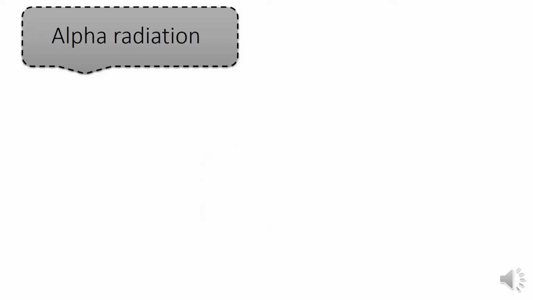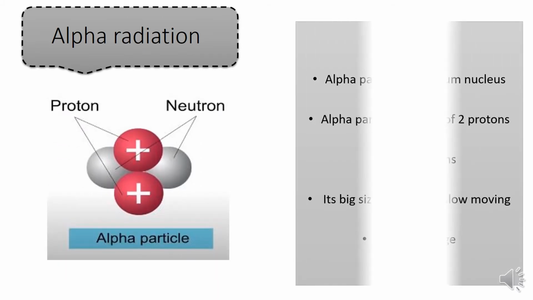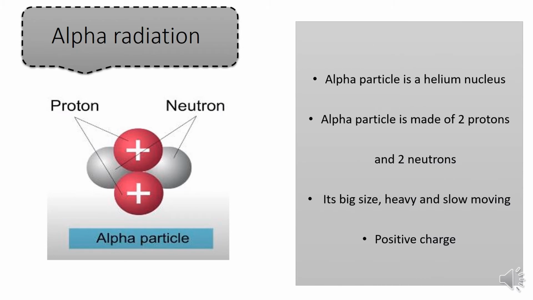First, let's look at alpha radiation. We should remember that alpha radiation consists of alpha particles, which are basically a helium nucleus made of 2 protons and 2 neutrons. Thus it is positively charged because of the +2 charge. It makes the alpha particle big in size, heavy and slow moving.